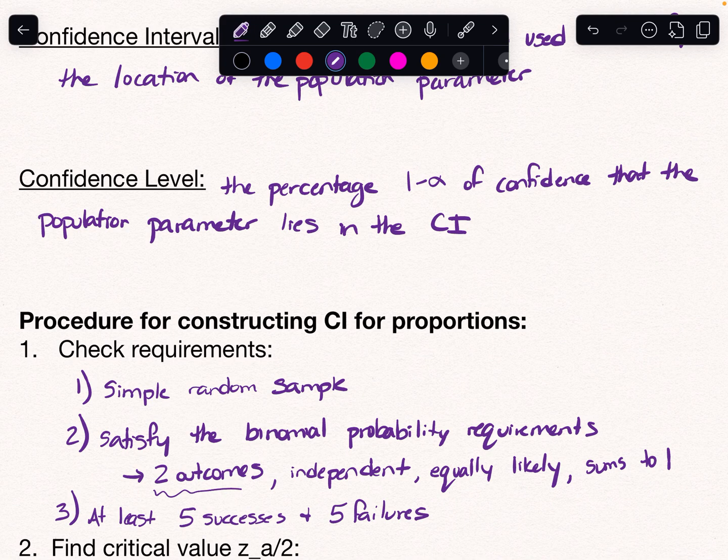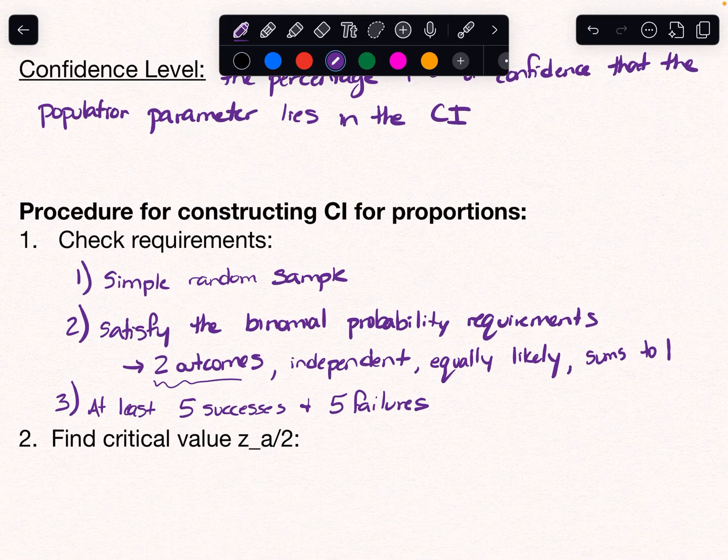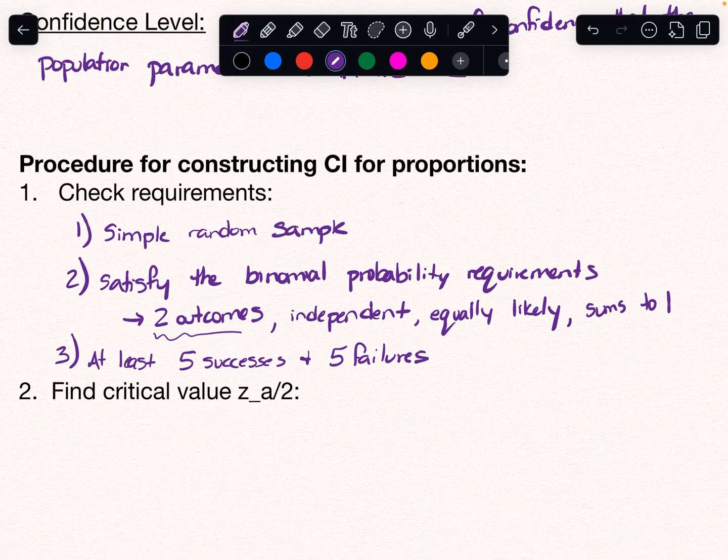Okay, so once we have satisfied all our requirements, we have to find the critical value so that we can calculate the margin of error. So this actually reads Z, and then alpha over 2. That's the whole subscript. It's not A over 2, it's alpha over 2, so alpha represents the area.